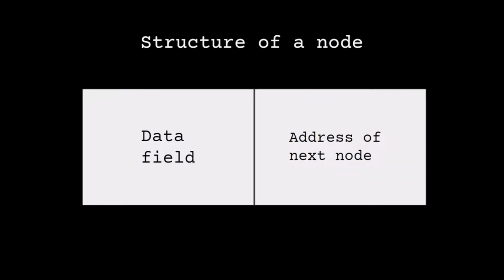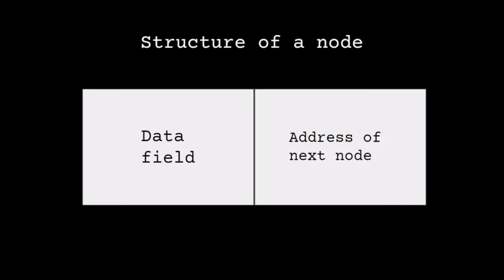Now let's take a look at how the structure of a node is. This is how a typical basic node will look like. It will have two fields. First, a data field, which will store the data or information that we want to store. For example, maybe you want to store a list of prime numbers, so the data field will contain one prime number. Or maybe employee IDs or something like that. Whatever we want to store in a list, one element will be stored in the data field.